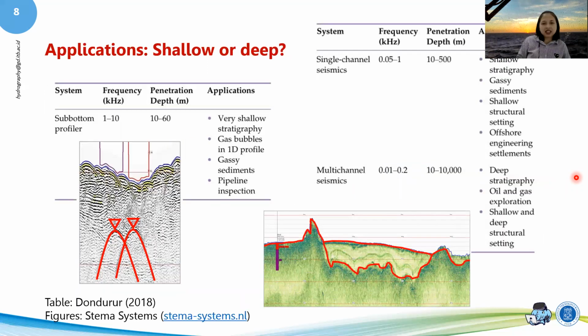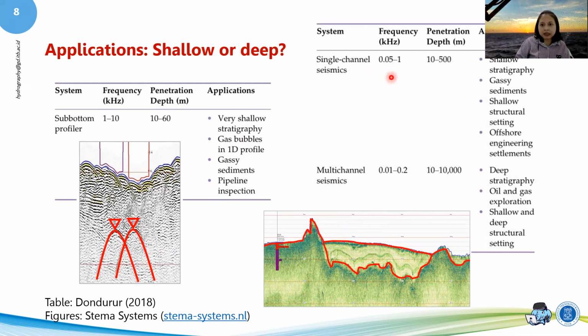So applications, it depends on what you want to see. Do you want to see something shallow, or do you want to see something deep? If you want to see something shallow, just go with sub-bottom profiler. The frequency is like 1 to 10 kilohertz. You can go down to 60 meters penetration. And the application is just for very shallow stratigraphy, pipeline. So these bits, those are pipelines. Yep, those are pipelines. And seismic is for deeper parts.